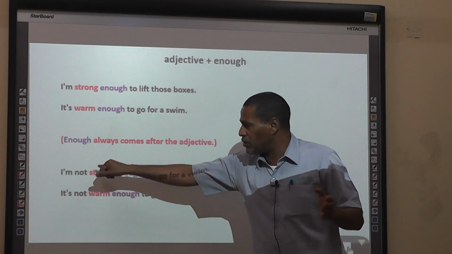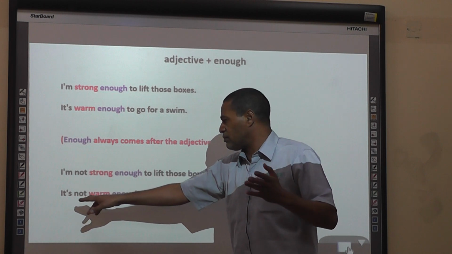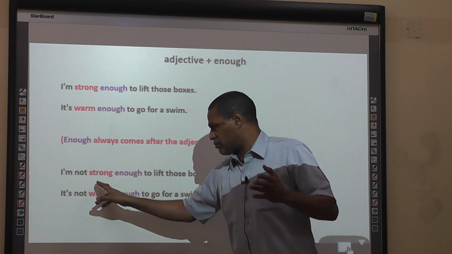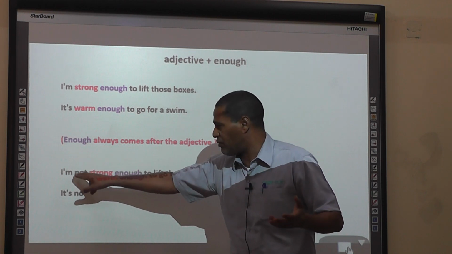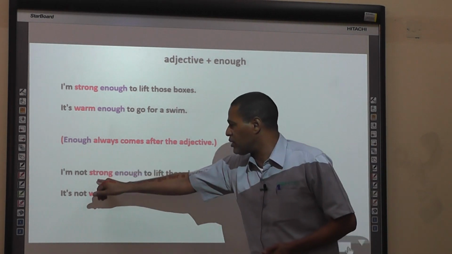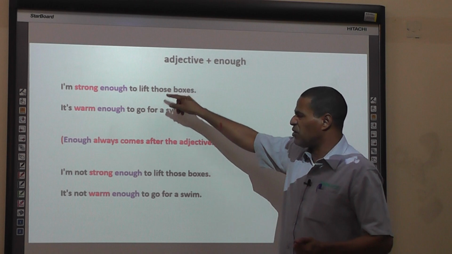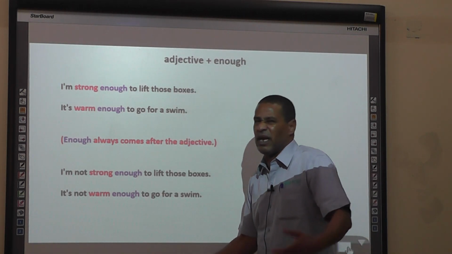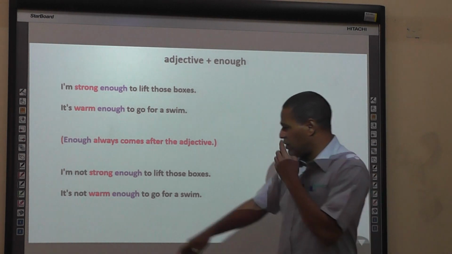If we want to make it negative, we just add "not" before the adjective, or after the be verb. I'm not strong enough to lift those boxes. So those boxes are too heavy for me. I'm too weak. I cannot lift them.